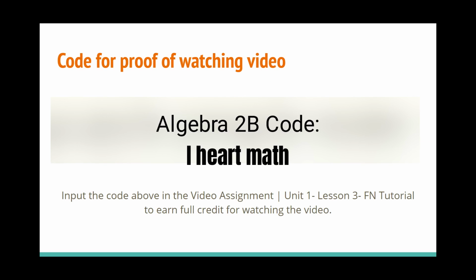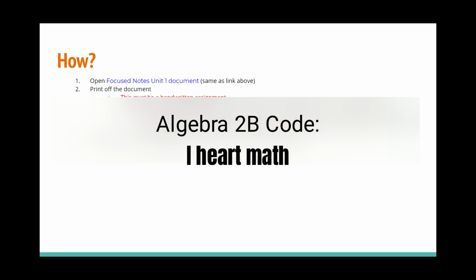Now, before we go any further, you will get credit for having watched this video if you put a code into the assignment. So the code for having watched the video is Purple People Eater. So go ahead and put that code into the assignment to get full credit for having watched this video. So again, Purple People Eater.